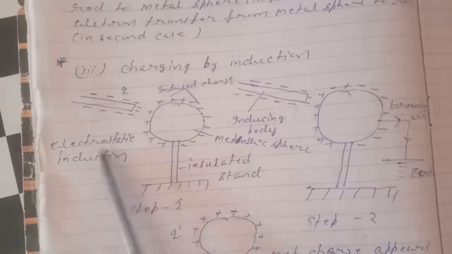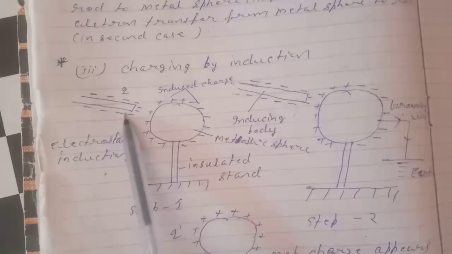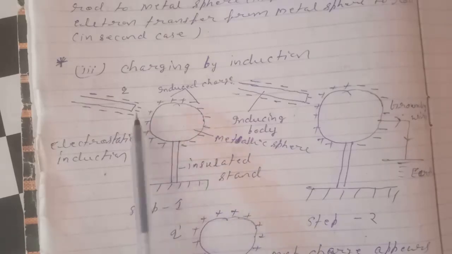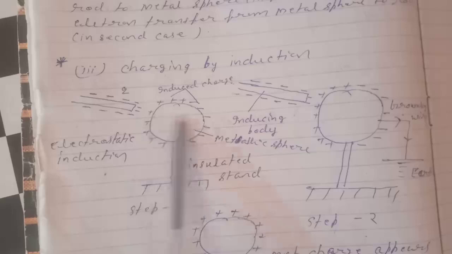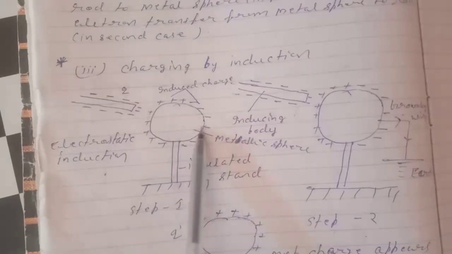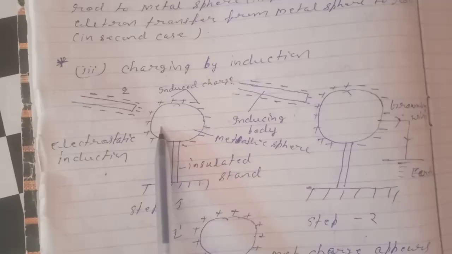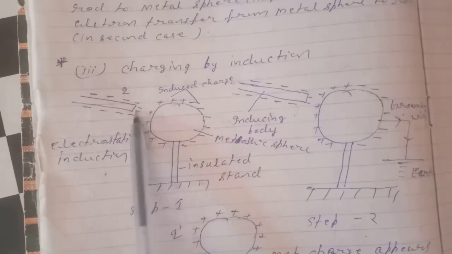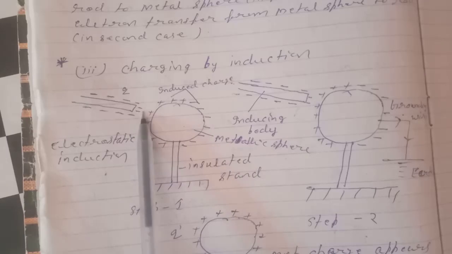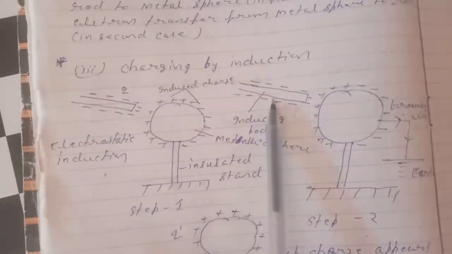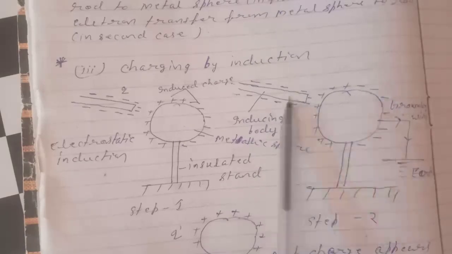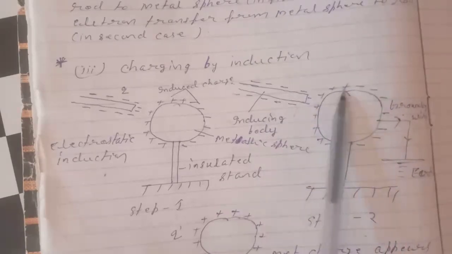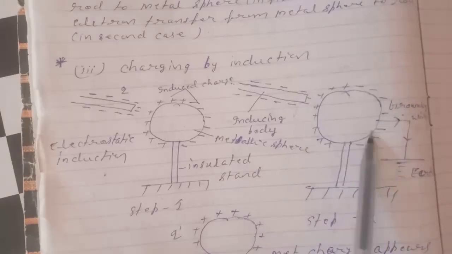Now, due to induction, because the rod has electrons, these electrons will repel the electrons in this body, and they will move to this side, so this side will be positively charged. Here we are not touching the body. The rod is very near to the metal sphere. This is the inducing body, because it induces charge in this body. So this part becomes positively charged, and this part becomes negatively charged.